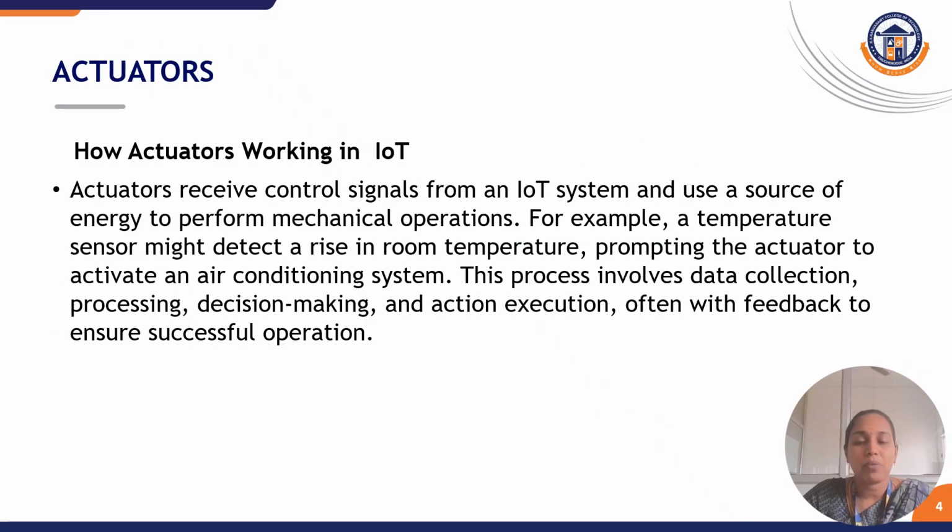Next, how do actuators work in IoT? First, an actuator receives control signals from an IoT system and uses a source of energy to perform mechanical operations. For example, a temperature sensor might detect a rise in room temperature, prompting the actuator to activate an air conditioning system.